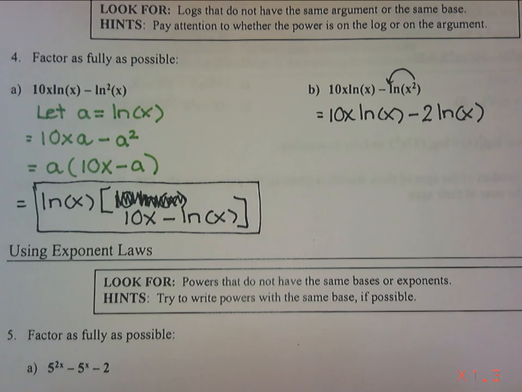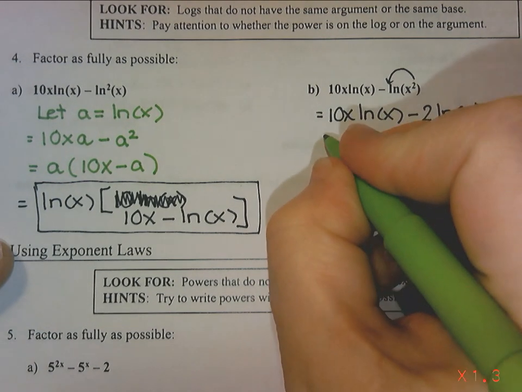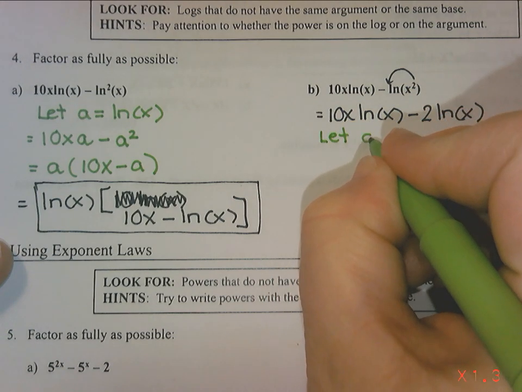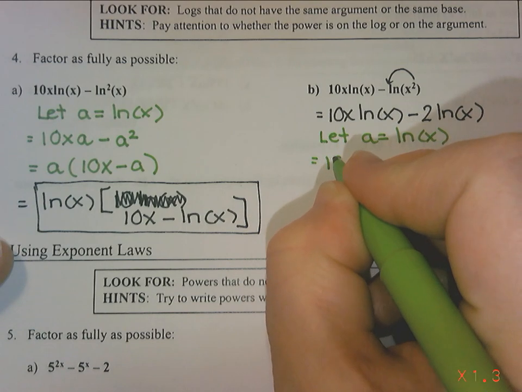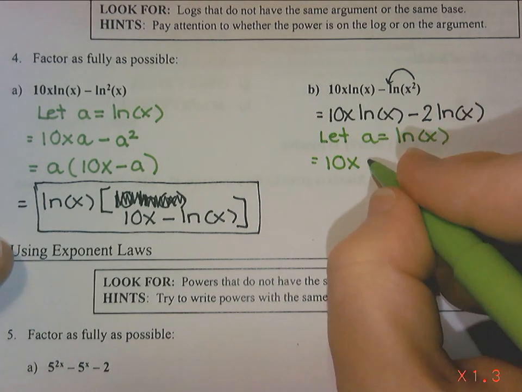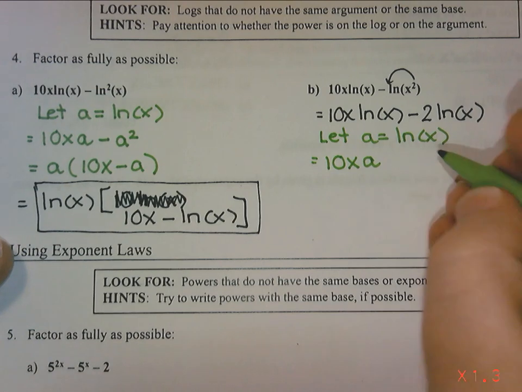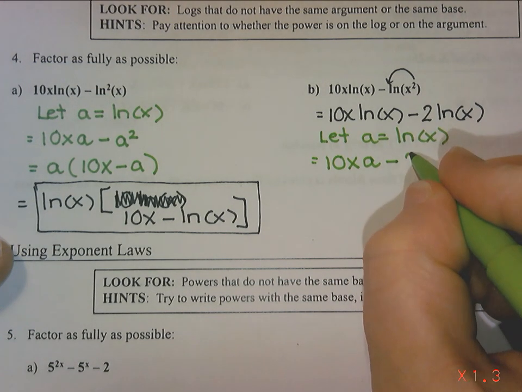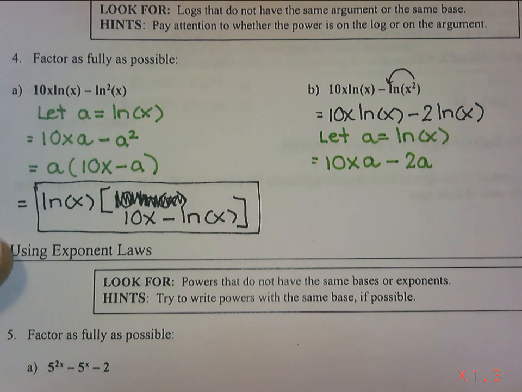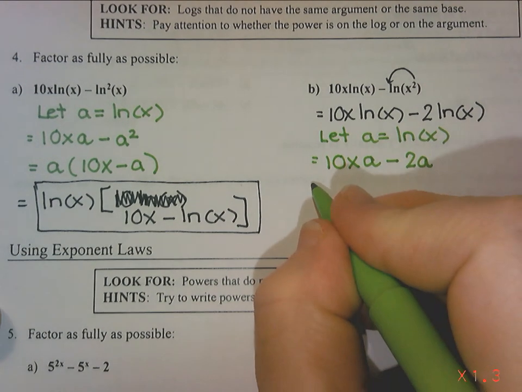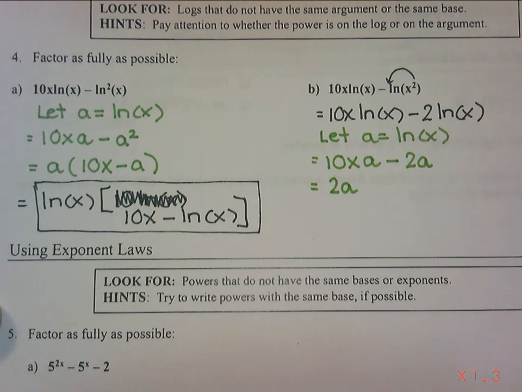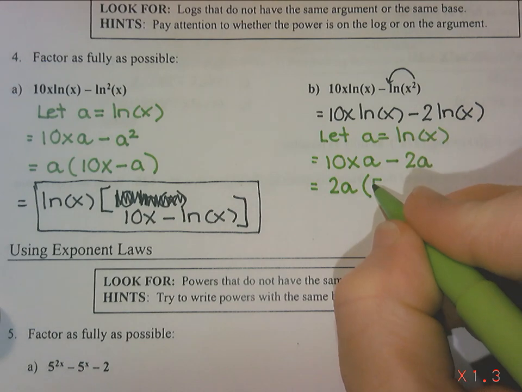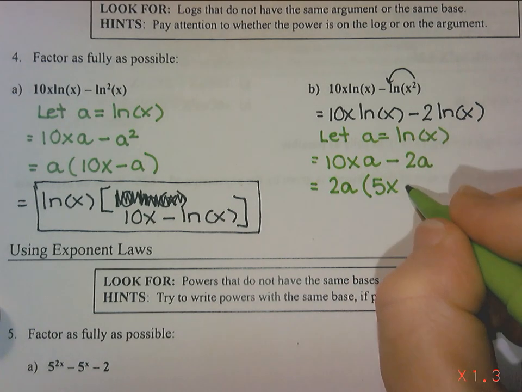If not, I would suggest doing some variable replacement. So if I let a be my ln x, that means this is going to be 10x times ln x, which is now a, or 10xa, and then take away 2 ln x, or 2a. And I notice 10 and 2 both divide by 2, so they have a 2 in common, and they both have an a. So I can take out a common factor of 2a. If I do that, I would get 5x and 1.